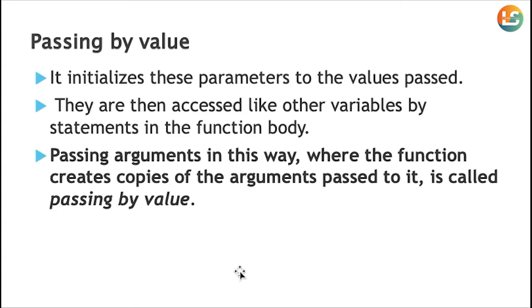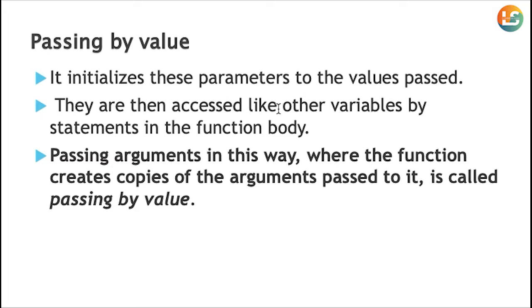Passing by value, it initializes these parameters to the values passed. They are then accessed like other variables by statements in the function body. Passing arguments in the way where the function creates copies of the arguments passed to it is called passing by value.